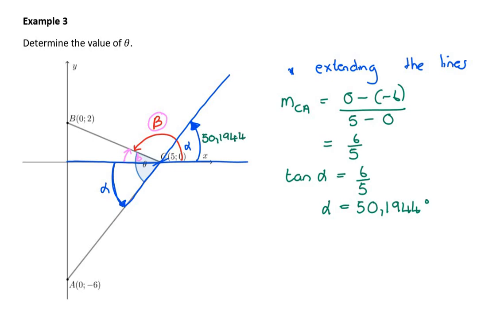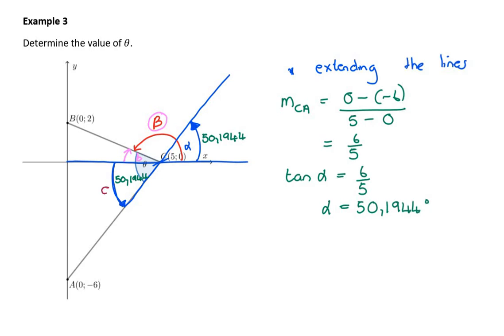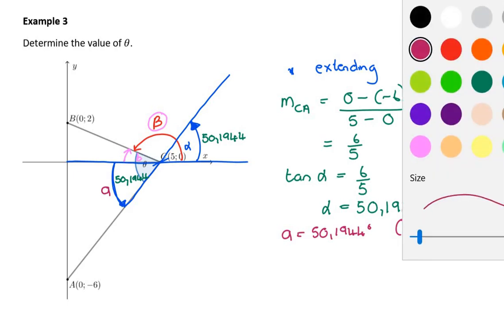Now that means that this is 50.1944. Now I can't call it alpha, so let me give it another name. Let's call it A. Remember, you have these diagrams in your exam, so there's nothing wrong with you just saying A. So therefore A is 50.1944 degrees. Why? Vertically opposite angles are equal. So that's the first time we're using that reason in this video.